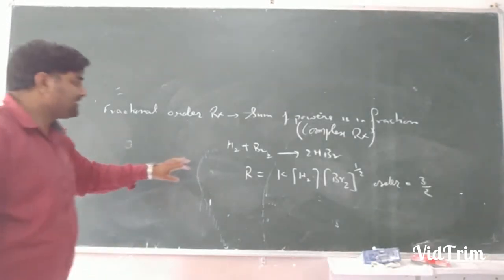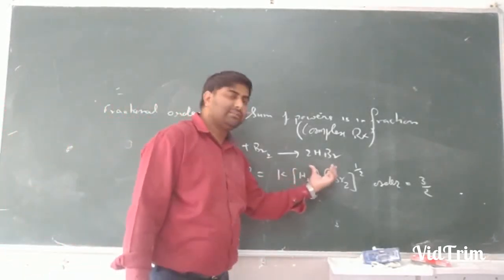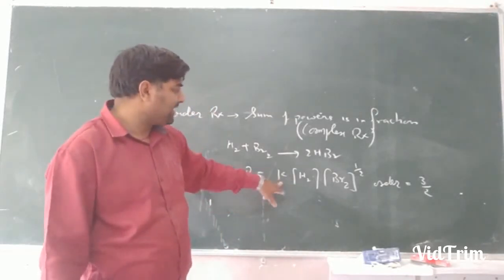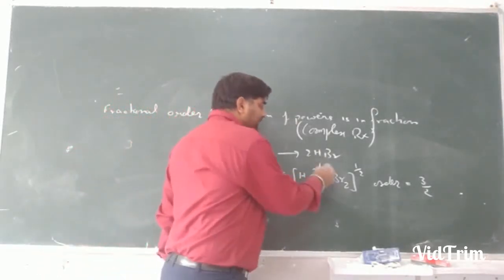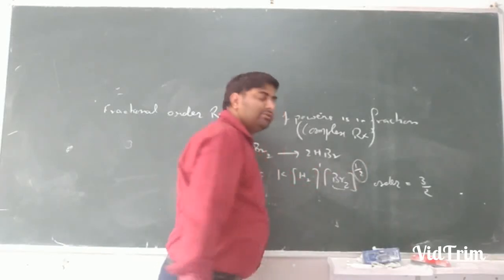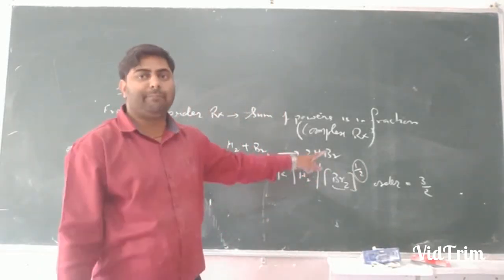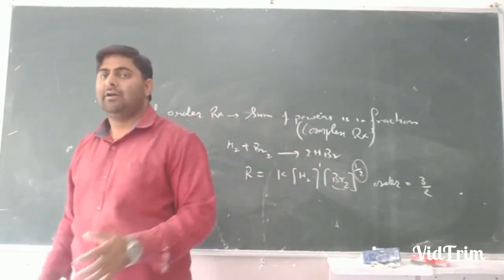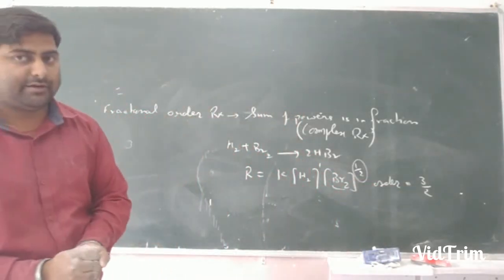Let us take a simple example. H2 plus Br2 gives 2HBr. Experimentally it has been found that the rate of the reaction is K[H2]^1[Br2]^(1/2). So the order of the reaction is 1 plus 1 by 2, which is equal to 3 by 2. This is called a fractional order reaction.